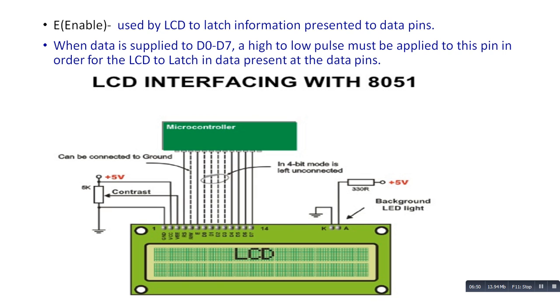Sometimes the read/write pin is connected to the ground. So again, this is another diagram that shows the LCD interface with the 8051 microcontroller. One more pin present on the LCD is the enable pin, which is used by the LCD to latch information presented to the data pins. When data is supplied through port 1 onto the D0 to D7 pins of the LCD, a high-to-low pulse must be applied to this pin in order for the LCD to latch the data or the information that we want to display onto the LCD.